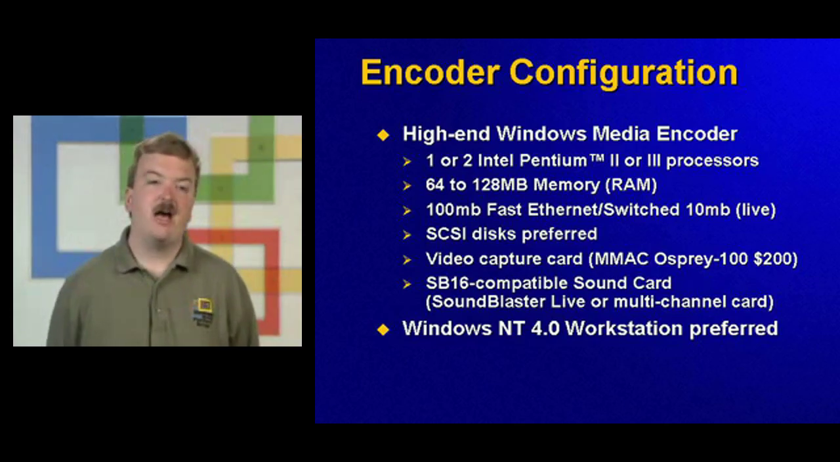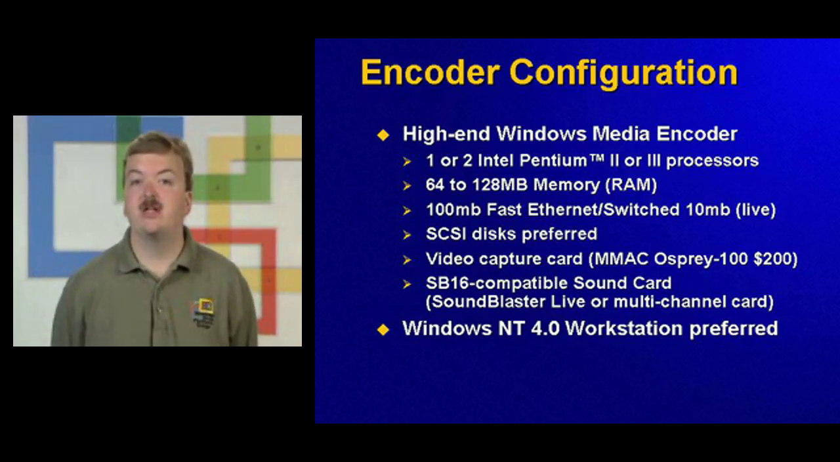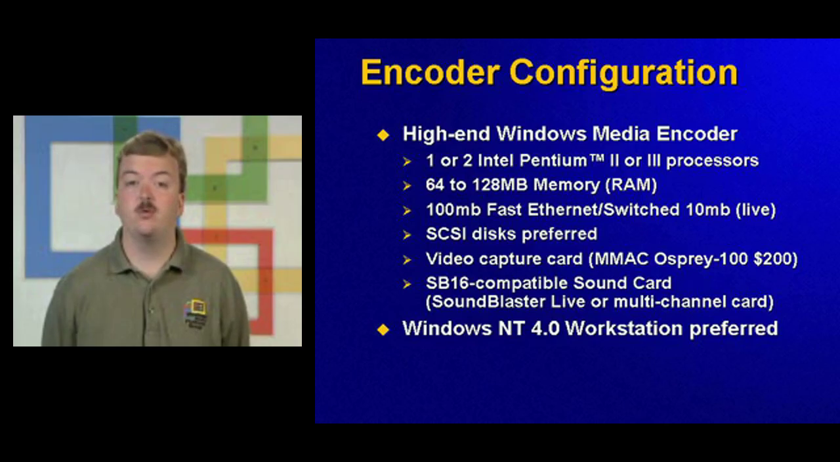And finally, how do you get access to that audio and video content? Well, you'll need a video capture card. Today Windows Media supports about a dozen different cards and they're listed on our website. But we tend to prefer the Osprey 100 card, which provides the best video quality of all the cards we've seen, and it's relatively inexpensive; for less than $200 you can pick one up.